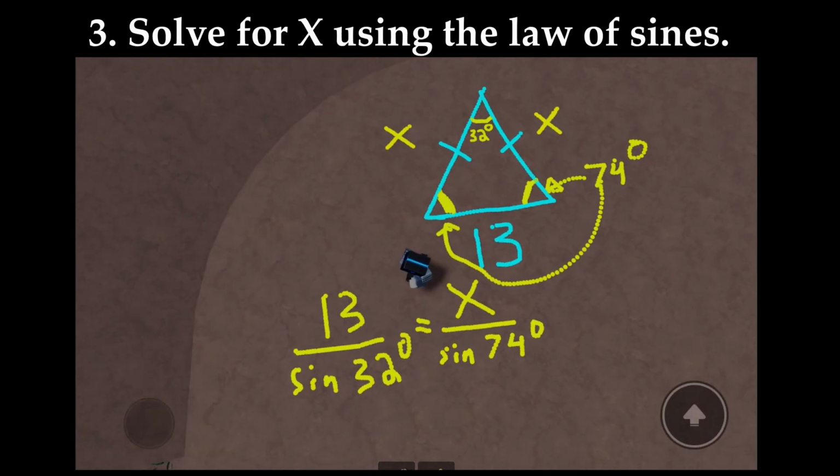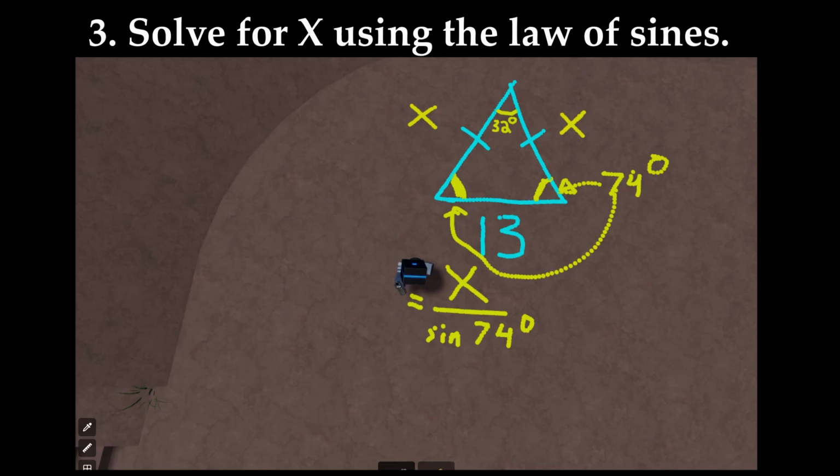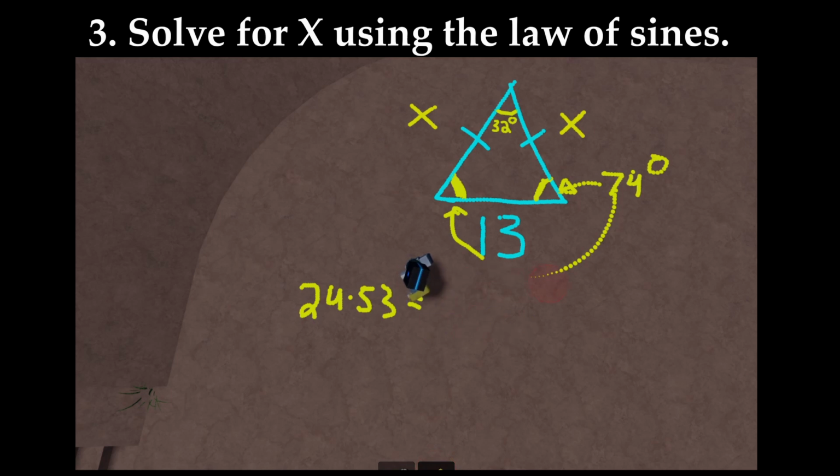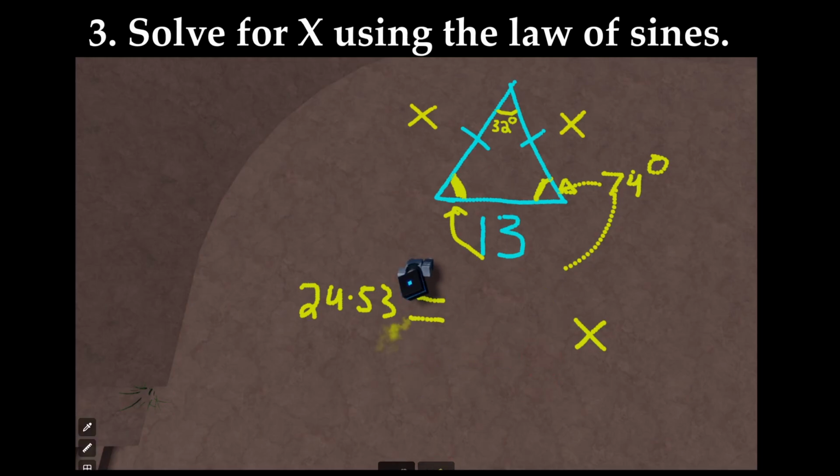And now we just need to solve for x. So do 13 divided by sine of 32. If you do that, you should get that is equal to 24.53. And then to simplify x divided by sine of 74, rewrite it as 1 over sine of 74 times x. So then just do 1 divided by sine of 74. And if you do that, you should get that is equal to 1.04.